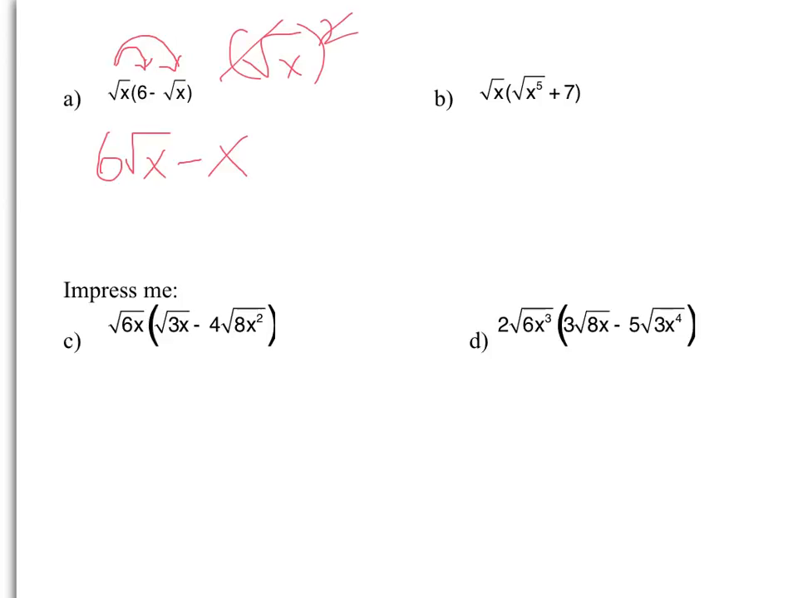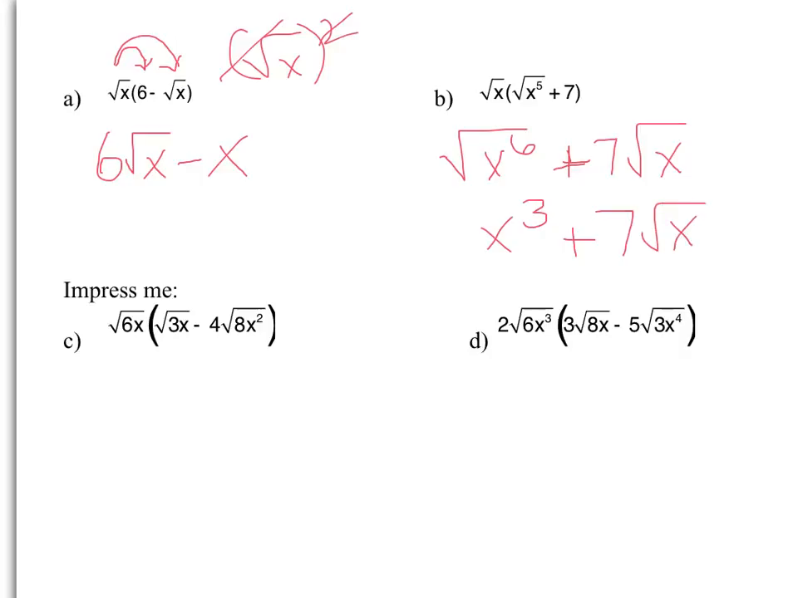All right, let's try another one. Root x times root x to the 5th. All right, so we follow the same rules of exponents. It's going to become root x to the 6th plus 7 root x. Now I have to simplify root x to the 6th. We take 6, we divide it by 2, we get x cubed. It's a whole number, the root's gone away. So I have x cubed plus 7 root x.